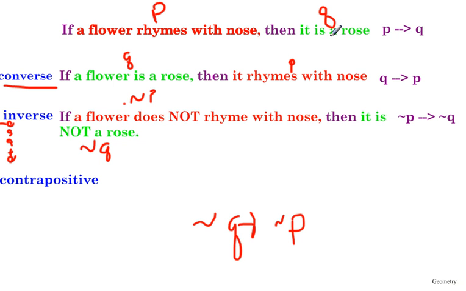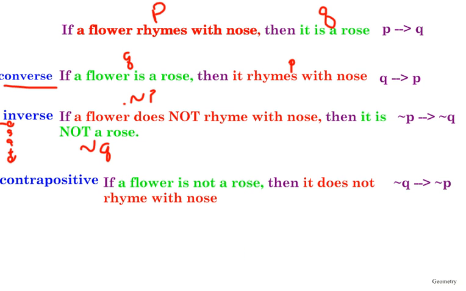So flipping, first of all, would be if a flower is a rose, then it rhymes with nose. So that's our converse. And then negating it, if a flower is not a rose, then it does not rhyme with nose, would be our contrapositive. So we're flipping our converse, Q then P, and we're negating it. So our final contrapositive should be that if a flower is not a rose, so not Q, then it does not rhyme with nose, so not P.